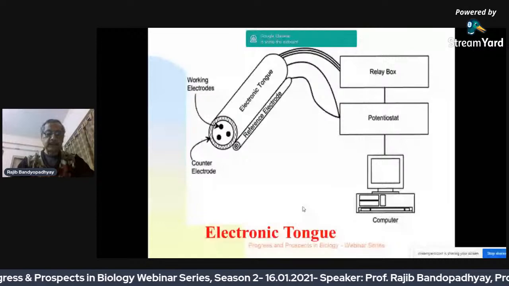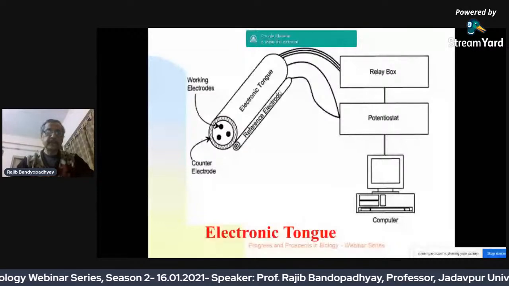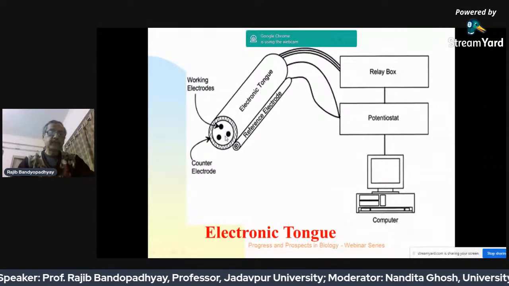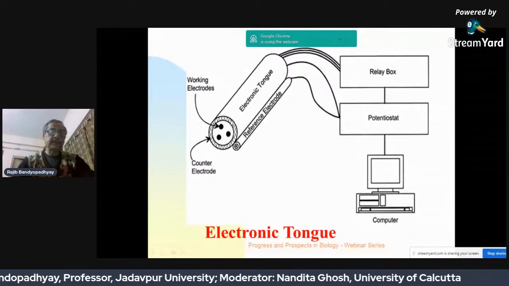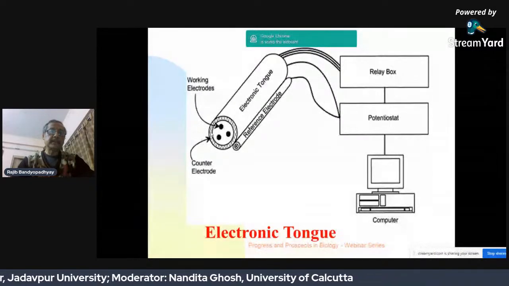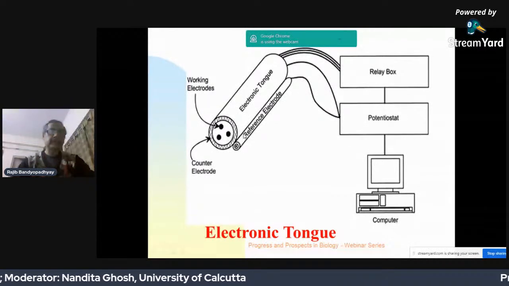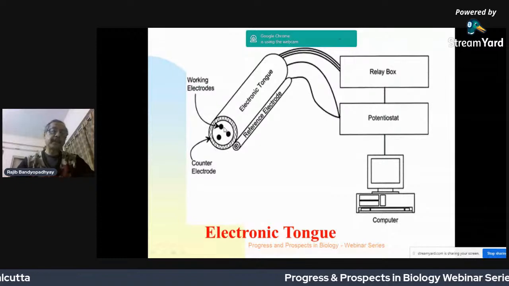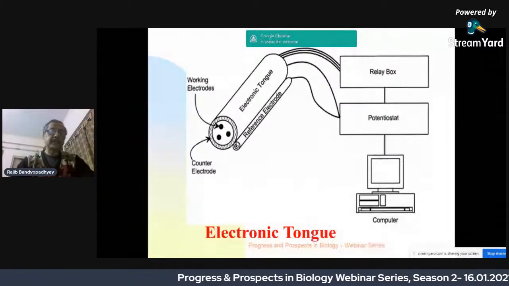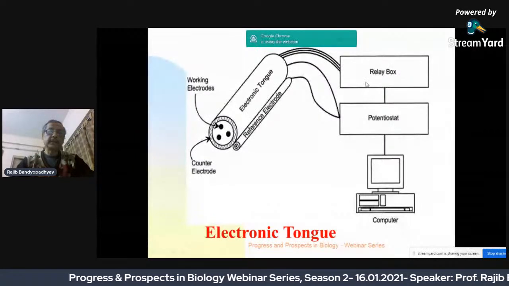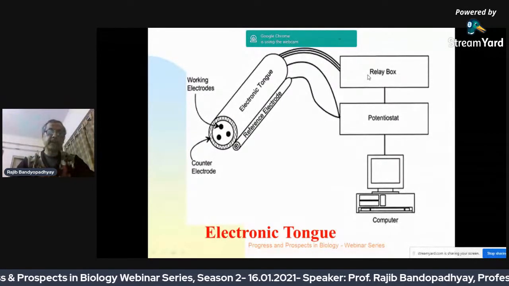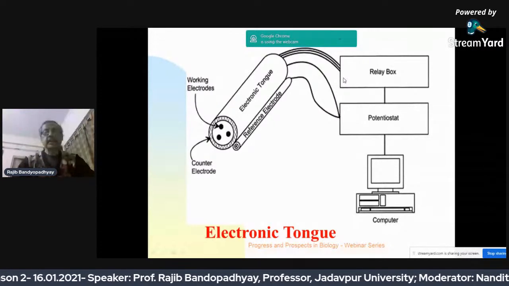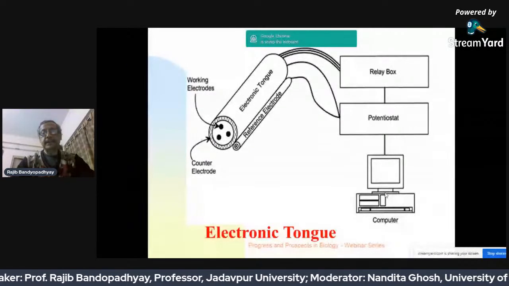So this is our electronic tongue, the schematic diagram. You see, these are the working electrodes. There can be 3, 4, 5, any number of working electrodes, and this is the counter electrode, and this is the reference electrode. Only one electrode is activated at a time, and we apply some pulses, and then we get the transient response with the help of this potentiostat. This relay box is responsible for activating only one electrode at a time, and we get the data in the computer, and we do the analysis.